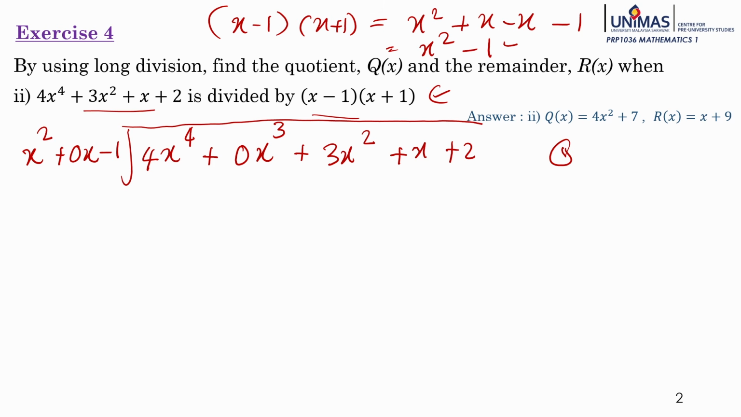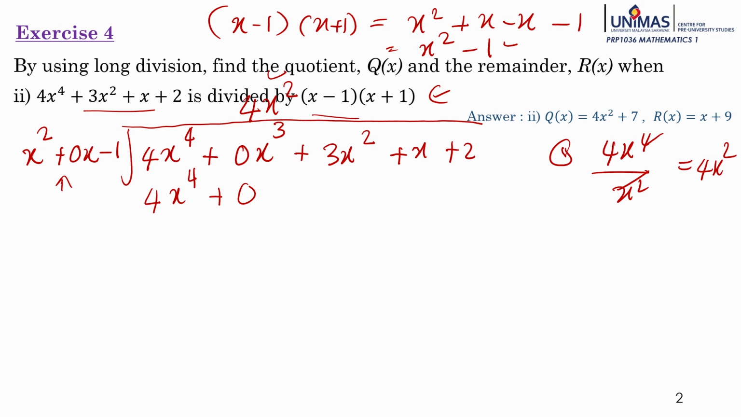The first one is 4x to the power of 4 divided by x squared. We simplify, we get 4x squared. So we put here 4x squared. Then 4x squared times this one, we get 4x to the power of 4 plus 0x cubed, and then minus 4x squared. And then we subtract here. So this one 0. 0 minus 0, 0. So 3 minus negative 4, we get 7x squared. 7x squared, and then we put down plus x.